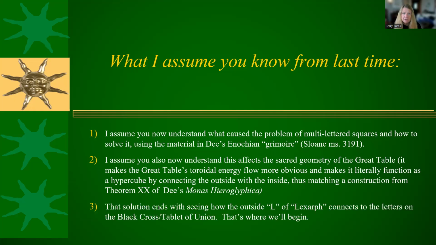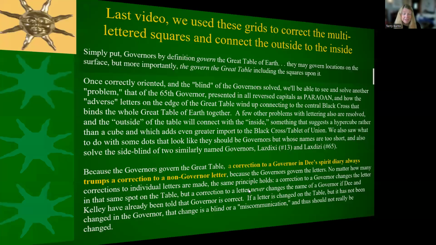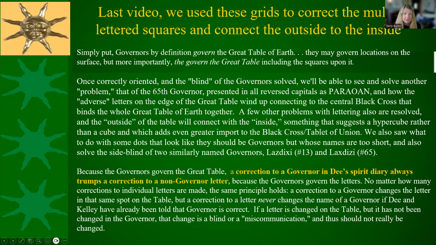So, as far as I went last time, I ended with seeing how the outside L of El Exarpe connects to the letters on the Black Cross or Tablet of Union, and that's where we're going to begin here. Keep in mind how important just the letter L was, if you know the Monas Hieroglyphica. Dee goes on a long riff about that. It's a homophone for Aleph Lamed, God Most High, and also this mathematical transformation, a bunch of other things like that.